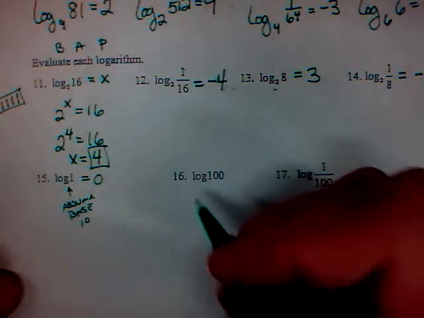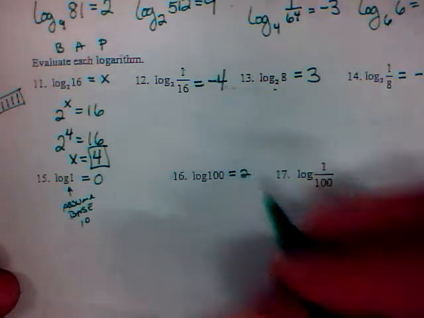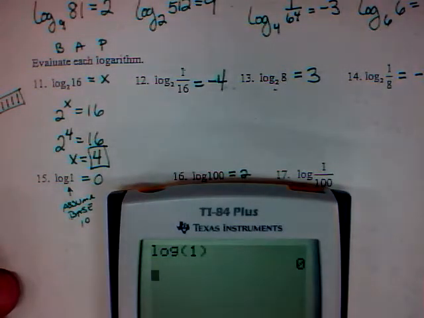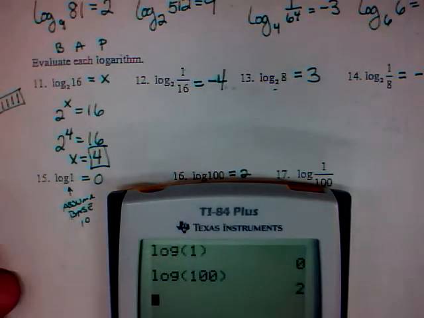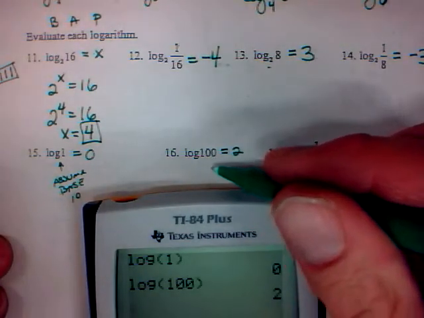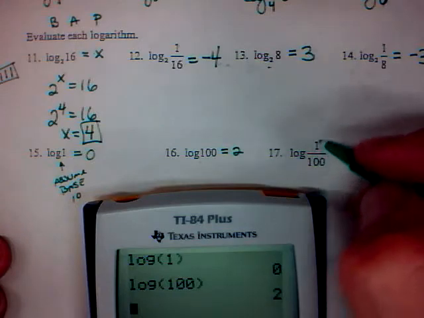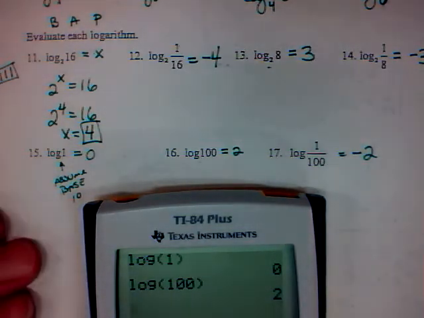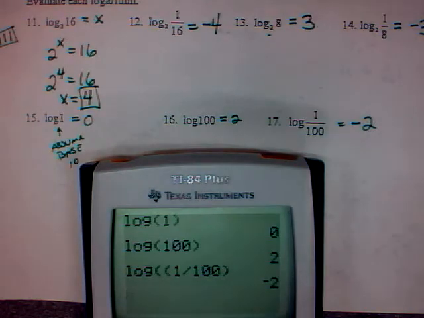Okay. So now, again, this is base 10. So 10 to what power gets you 100? That should be 2, because 10 times 10 is 100. Now let's verify it here. Log of 100, and we get 2. So you can do it on the calculator, or you can do it mentally. So if a log of 100 is 2, then log of 1 over 100 would have to equal, to get the 100 to go to the denominator, -2. Okay? And we could try that. We can do log of 1 divided by 100, and you get -2. Okay? So that concludes the examples for this section.